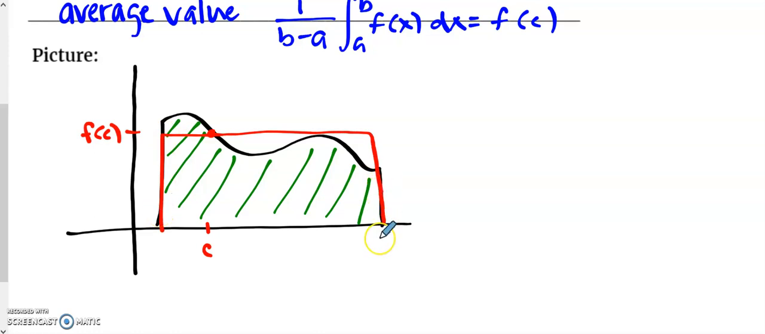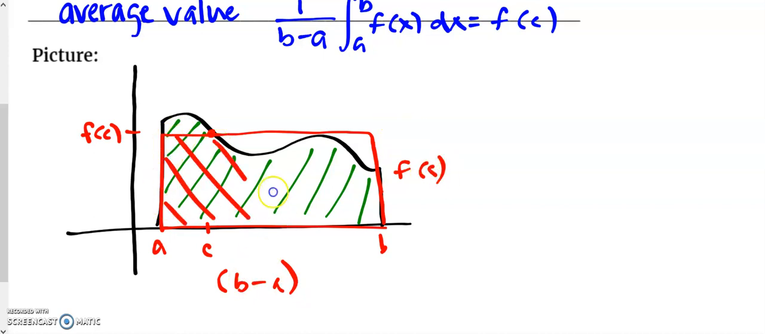Where the area of this red rectangle, so it's going to have a width of b minus a and a height of f of c. If you were to multiply these two things together and find the area of this red rectangle, it would match the area of the green, because you kind of get like this is too much, this is a little bit over, right? And it kind of fills in the blanks.